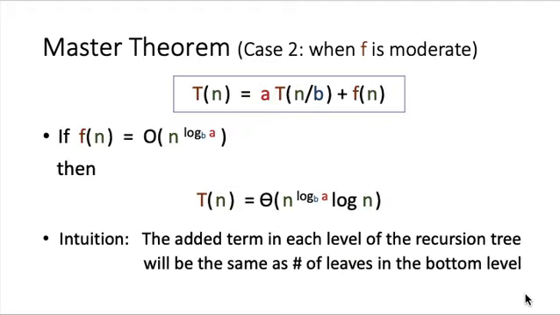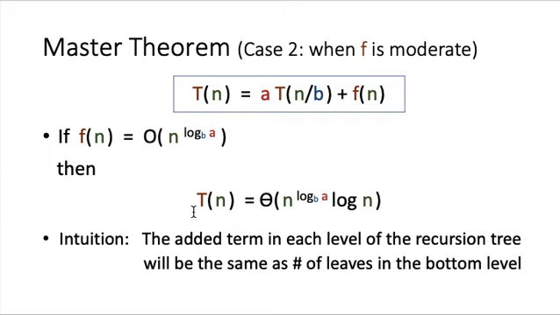The next one we are dealing with, f is going to be a moderate value. So this time we are comparing f of n with n to the power log a base b, and we find that f of n is equal to this one. So if this is the case, this is not big O. I made a typo here. This is actually theta.